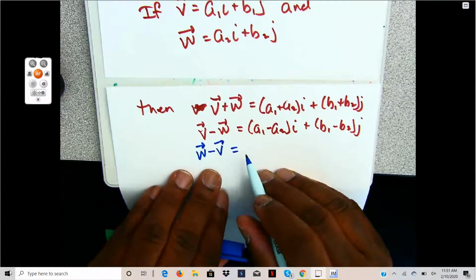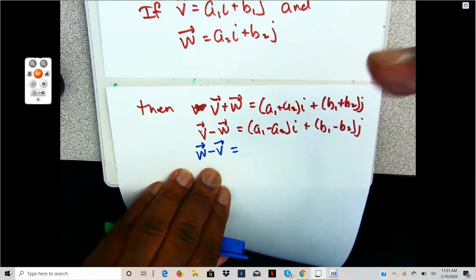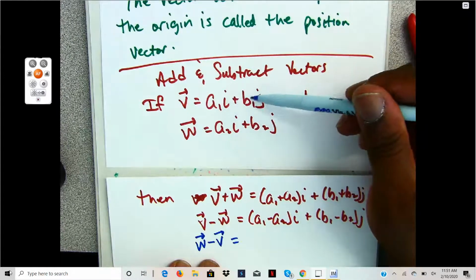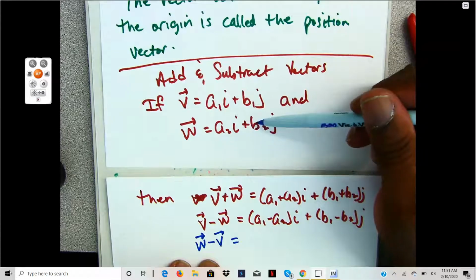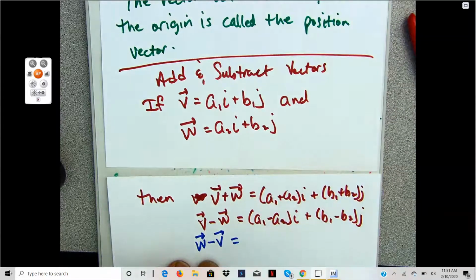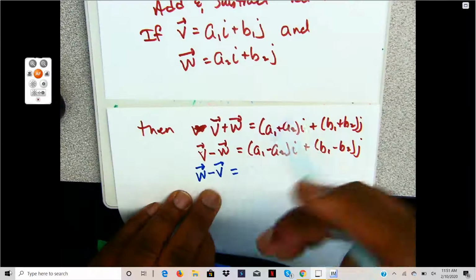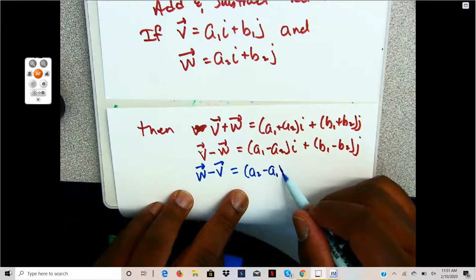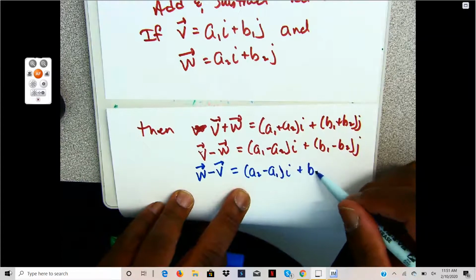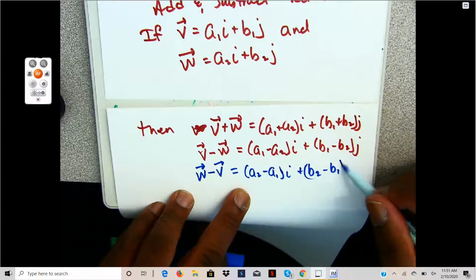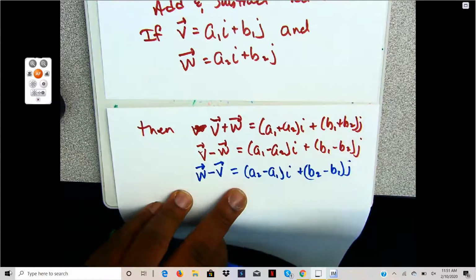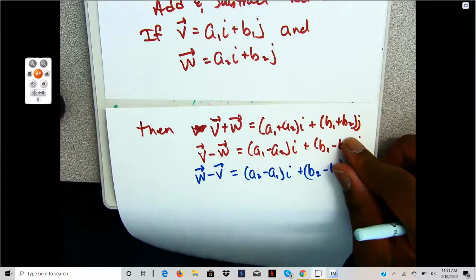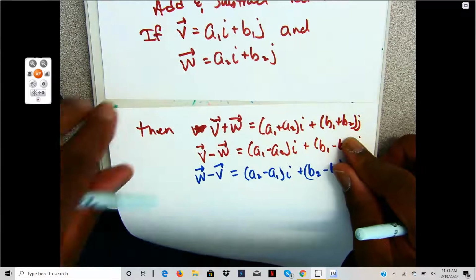Because for the vector w minus v, we said that vector v is a1 i plus b1 j, and w is a2 i plus b2 j. So if we're going to go w minus v, the w has to come first. In this case, that would be a2 minus a1 i plus b2 minus b1 j. So there we have to be really, really careful, because for the most part, you are going to come out with different answers with the subtraction going one way or the other.